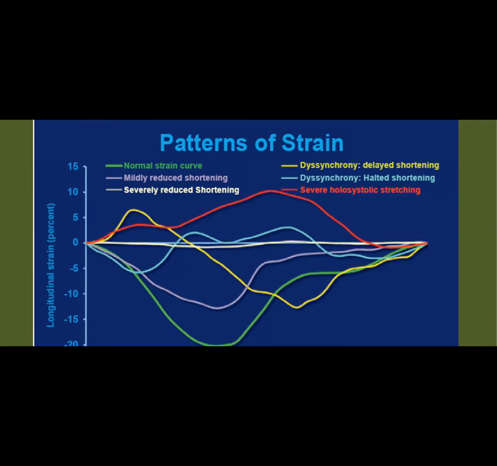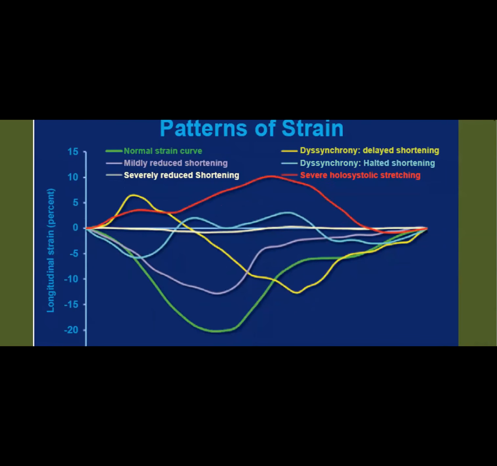Now look at the curves here. The curves show different contractility between segments, and you see the behavior of each segment. When it contracts, it goes down below the baseline. That's the onset of contraction. This is the end of contraction. And this one is the peak of contractility. This part is the peak.